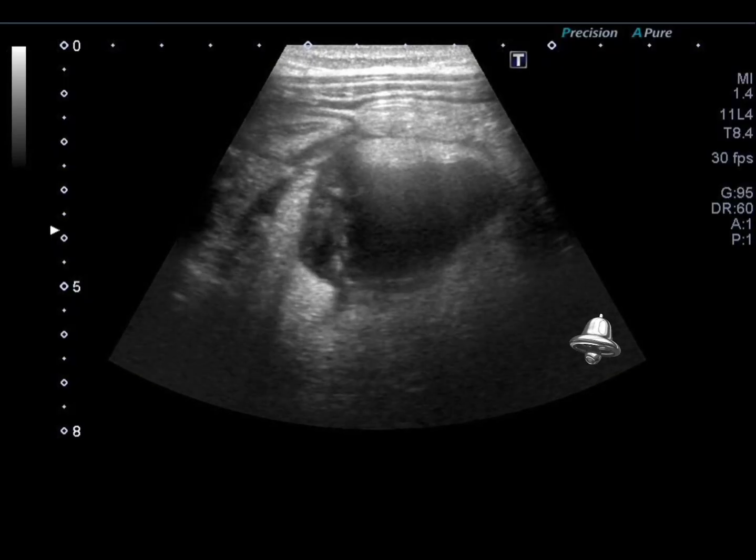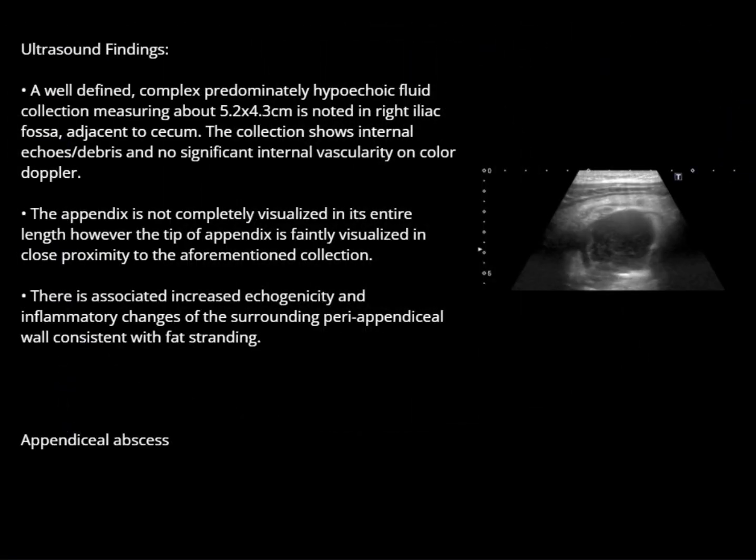Now let's summarize all the findings for this case. A well-defined, complex, predominantly hypoechoic fluid collection measuring about 5.2 by 4.3 cm is noted in the right iliac fossa adjacent to the cecum. This collection shows internal echoes or debris and no significant internal vascularity seen on color Doppler.